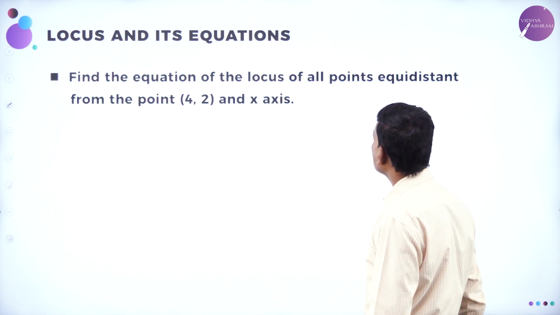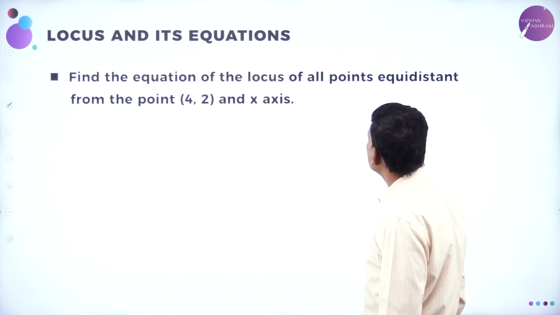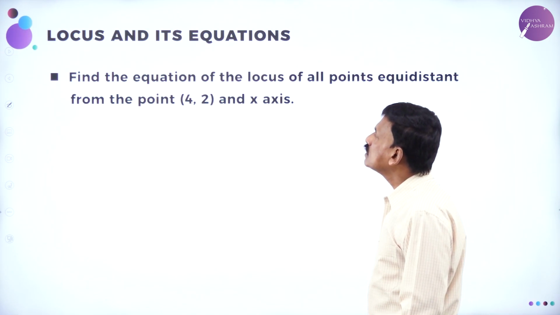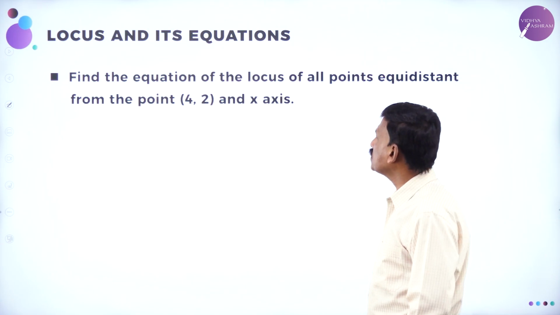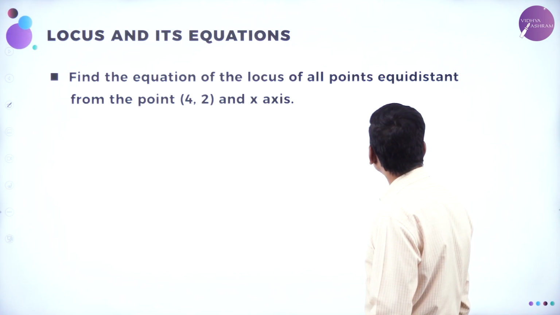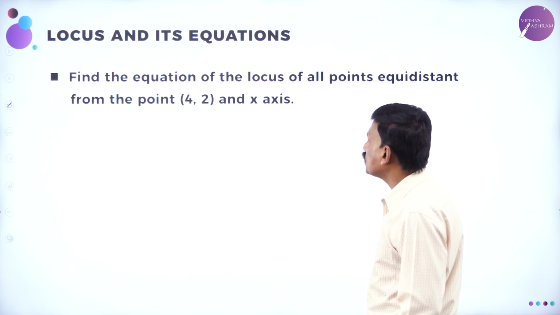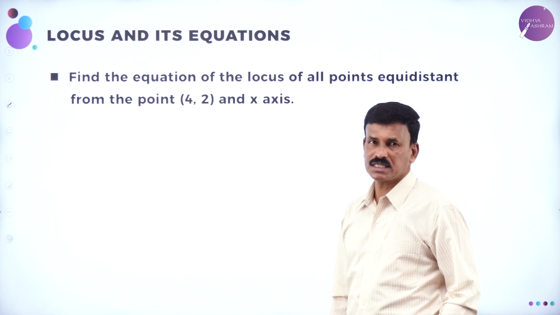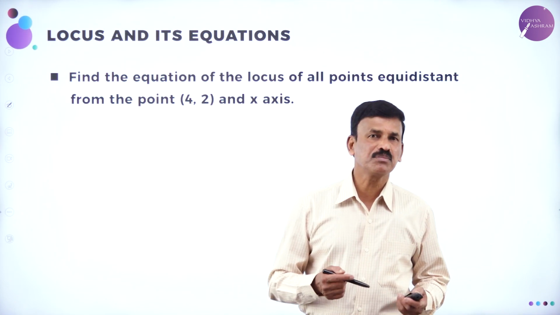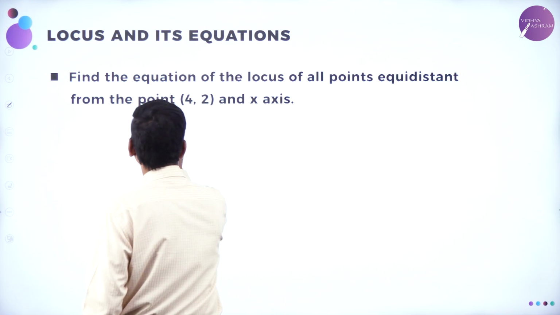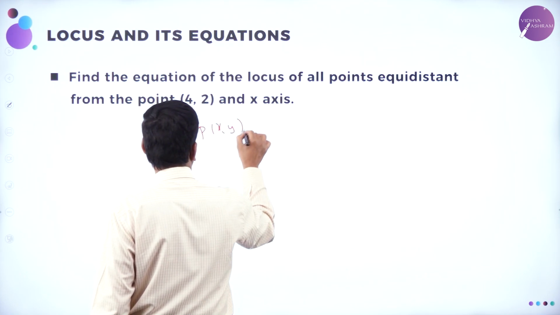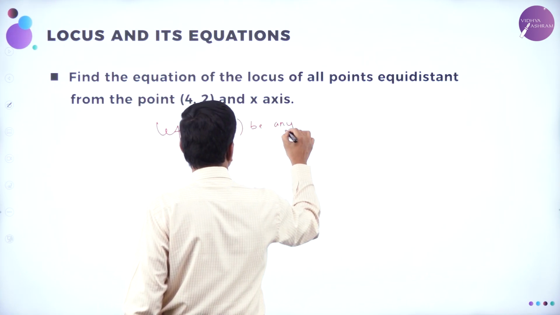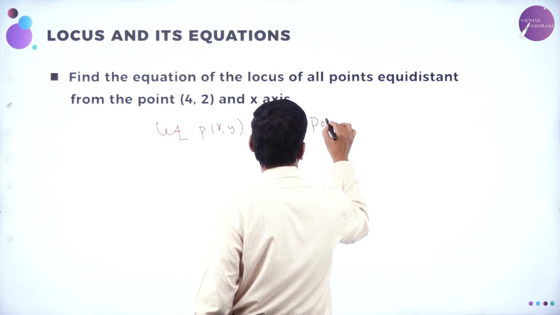Find the equation of the locus of all points equidistant from the point (4, 2) and the x-axis. Right. Same as that of the previous problem. Let P(x, y) be any point on the locus.